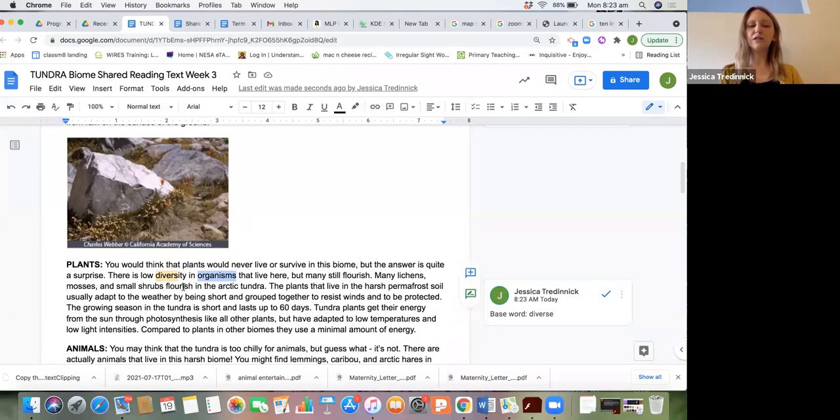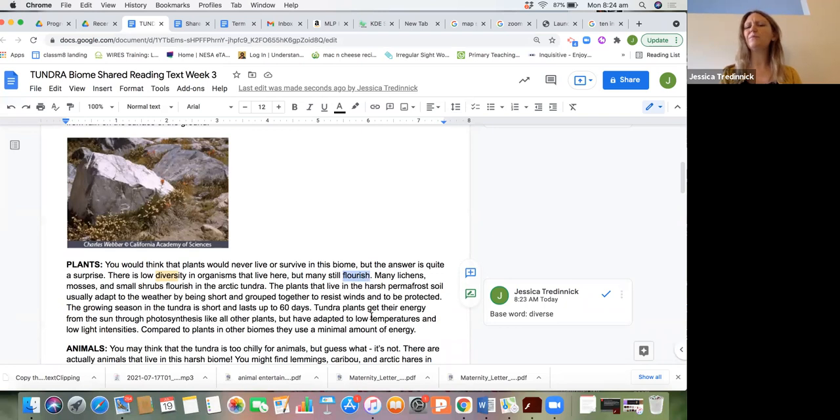So there is low diversity in organisms that live here, but many still flourish. That's interesting. So if it's low diversity, it means that there's not much variety. They're the same. But I like this but. So it means that there's going to be something that goes against it. So there's not many plants that survive, but many still flourish.